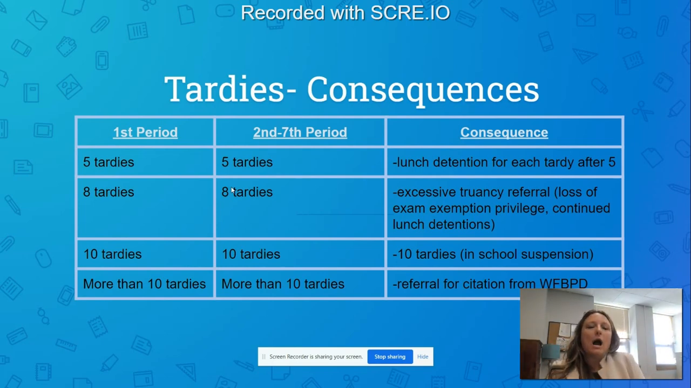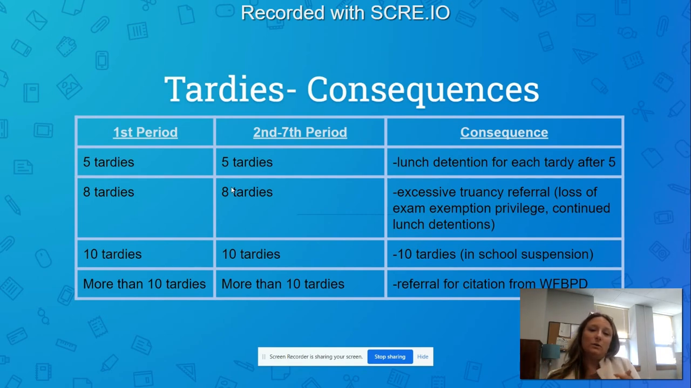that is when we start issuing a lunch detention for each additional tardy after that 5th tardy. So essentially, you get 5 free tardies in either bucket. You would get 5 free ones in first period, and 5 free ones in the 2nd through 7th bucket as well. Okay, at 8 tardies in either bucket, so again, let's say you are tardy to first period 8 times, or you're tardy back from lunch, or a mixture of periods 2nd through 7th 8 times, you would actually be issued a behavior referral in Skyward.